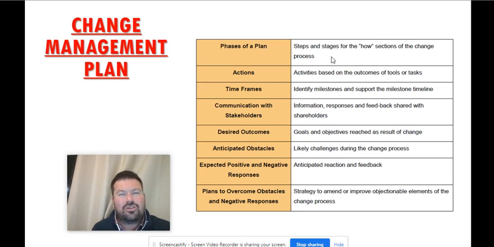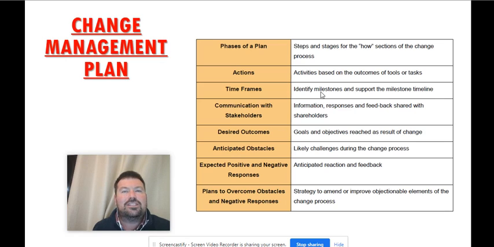It helps you to control the process. It helps you to make sure that you're on the right track. It allows you to work out if there's resistance and how you are able to then deal with that. Then we need to look at the actions. What actually has to be done? What are the tasks that need to be actioned in order for us to achieve what we need to achieve?